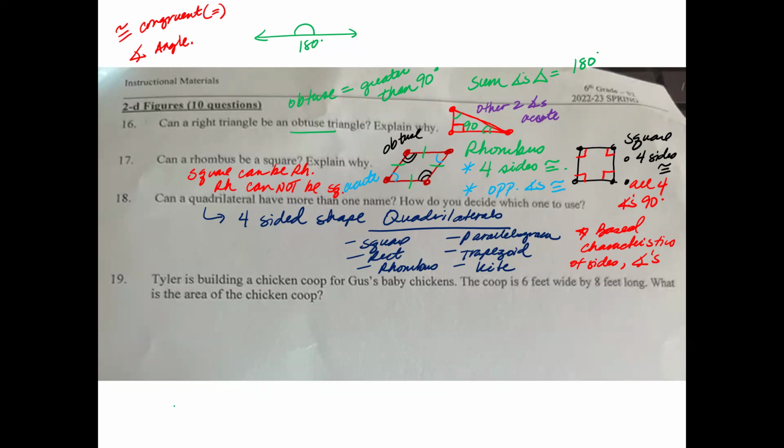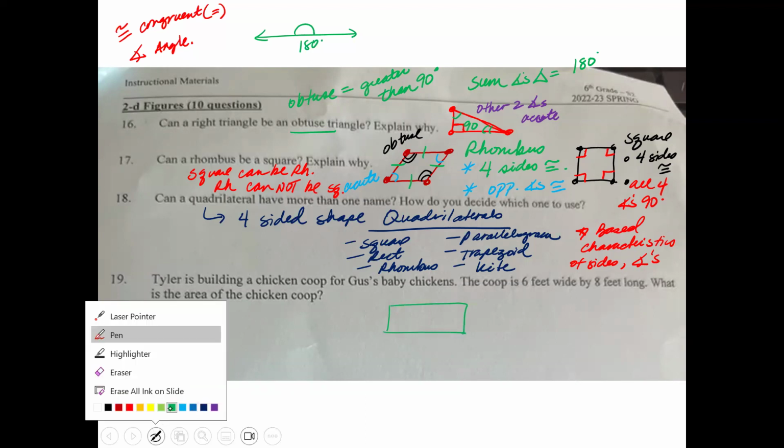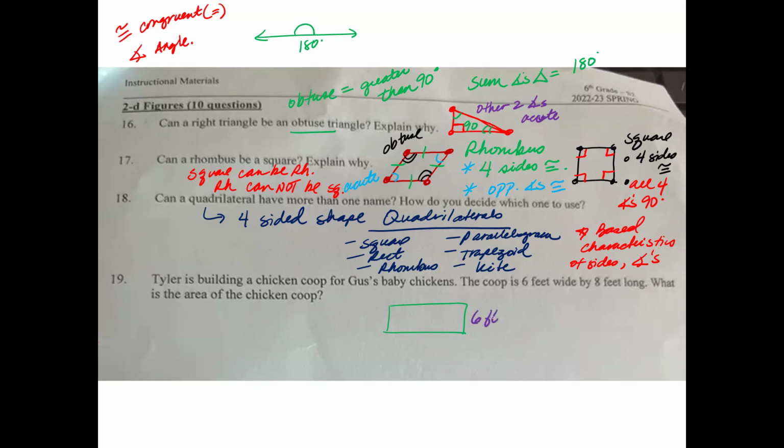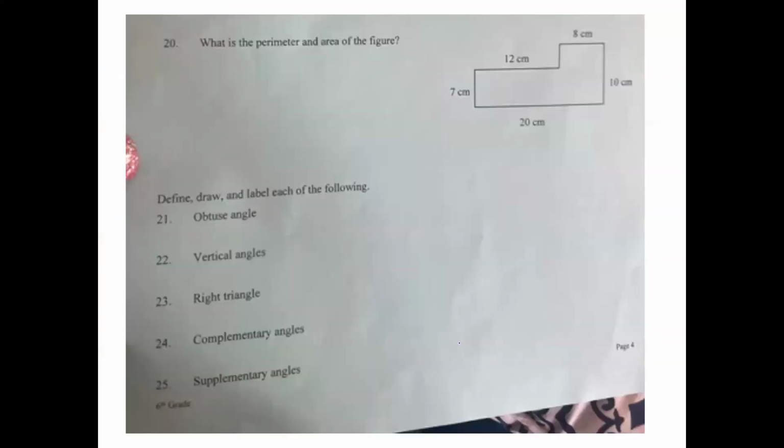Number 19, what? Go ahead. Gus is big. 6 feet wide and 8 feet tall. What is the area of the... Okay, let's draw a chicken coop. There's your chicken coop. So which one is going to be your 6 and which one's going to be your 8? Okay, it's the length, right? What is the area? How do you find the area of a rectangle? Okay, so what's your answer then? 48, what's a unit? And? Yeah, okay. All right, number 20, go for it.